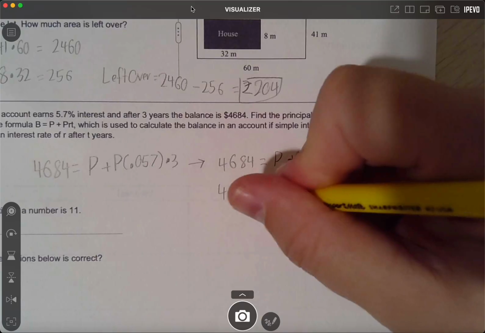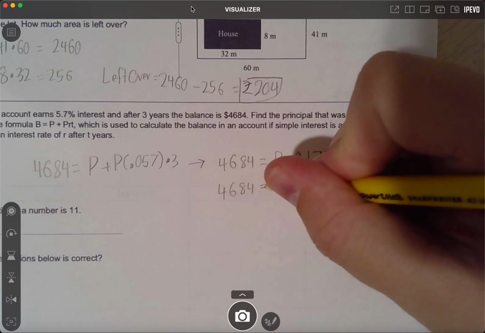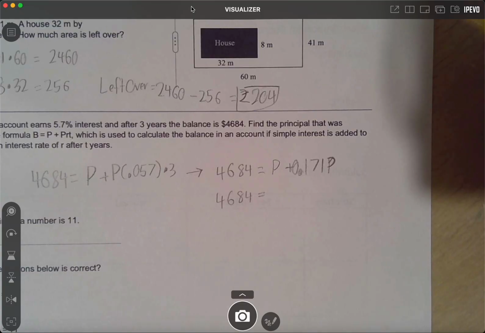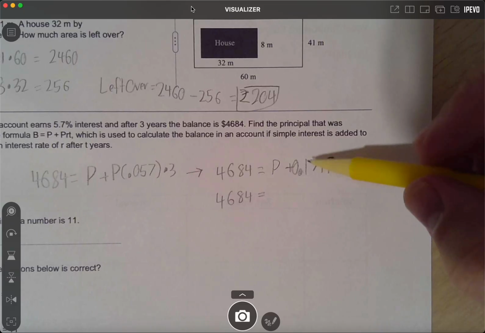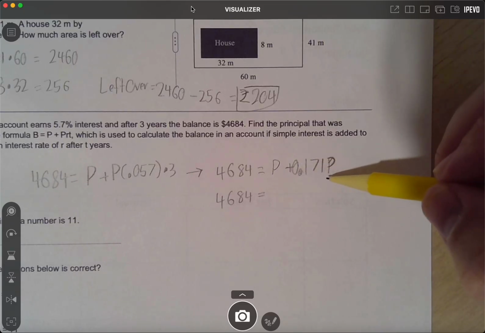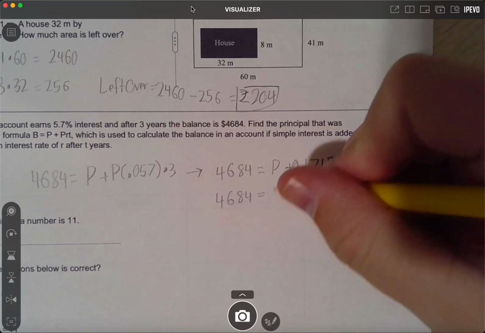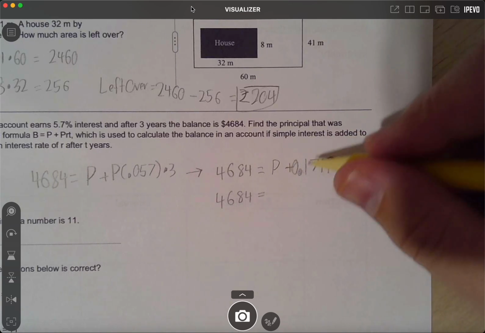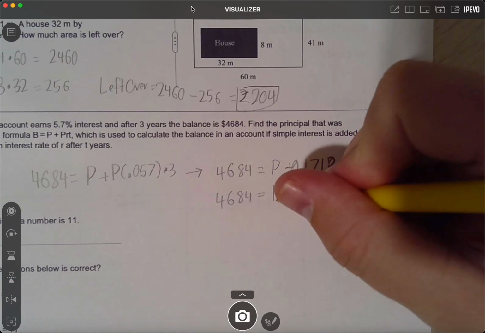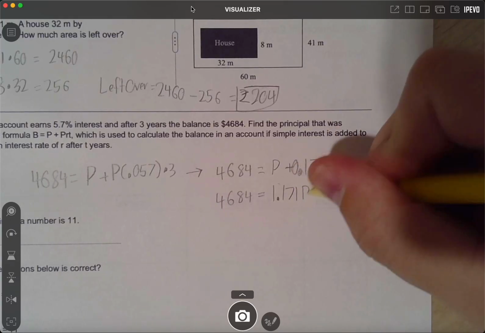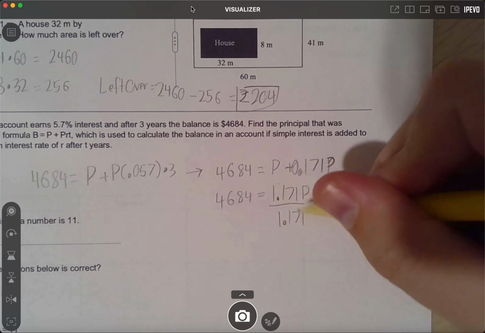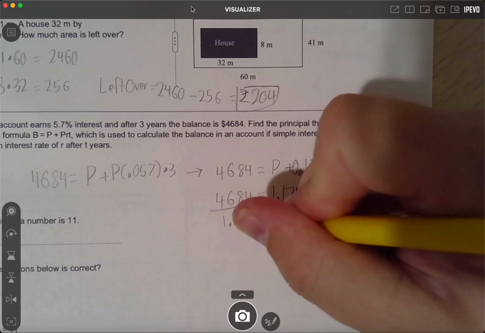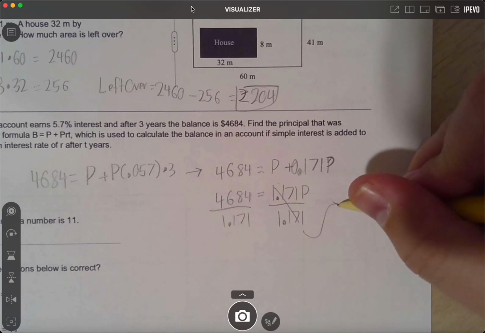Now, the next step here is so silly. It's so simple, but a lot of people mess up when they see it. They don't know what to do with the P here and the 0.171P. But remember, this is a 1P and this is a 0.171P. You just add those two values. What's 1 plus 0.171? Well, it's 1.171P. At that last point, all you need to do is divide by the 1.171, and you will have isolated P.